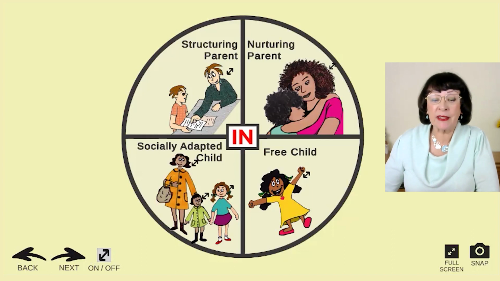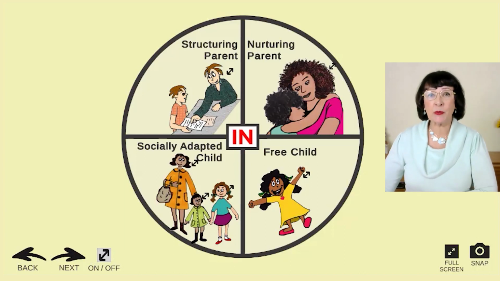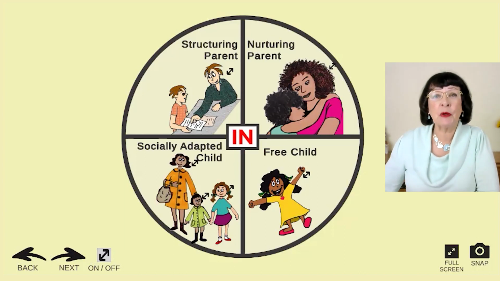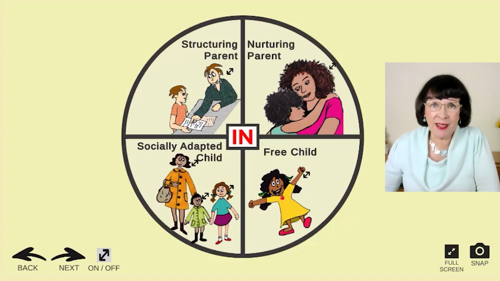I'm going to explain the little arrows later on. But basically, this is the 4 positions that compose the secure circle of belonging. And this is where you can take your clients through. Did you have this? Was this what it was like for you? And obviously, for many people who come for therapy, it wasn't like that.